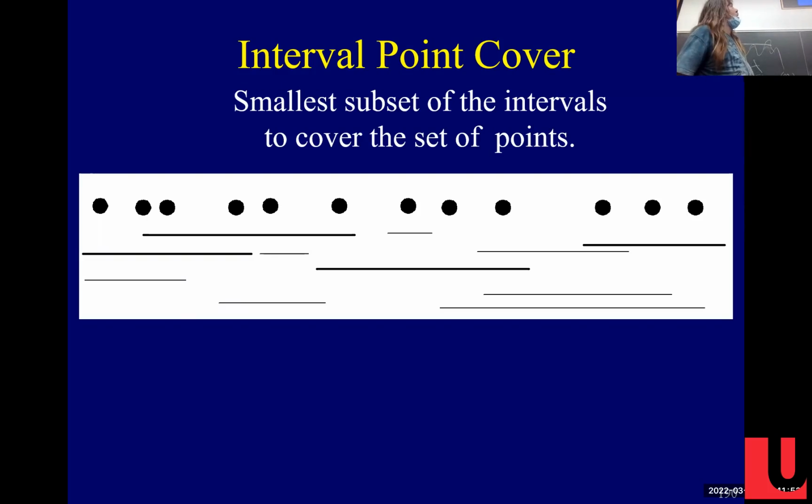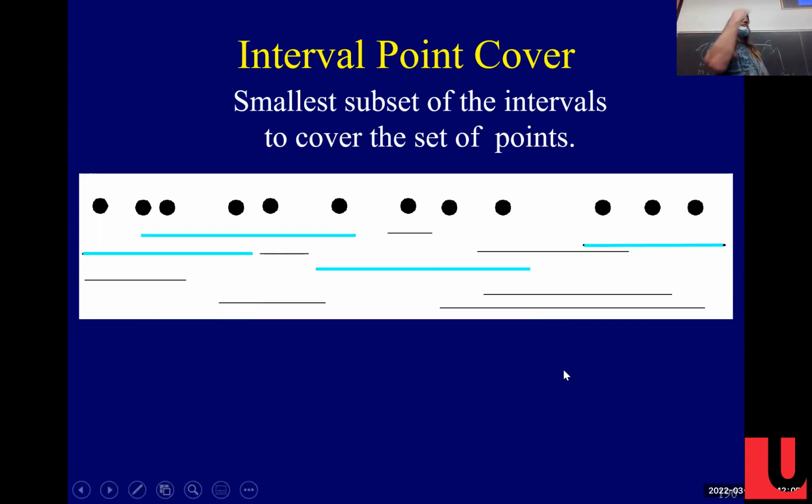So what's our problem? We're given a set of points and a set of intervals, and we want to find the smallest subset of the intervals. For each interval, we either take it or we don't, and we want to take as few intervals as possible, but they have to cover all of the points. Everybody got that?